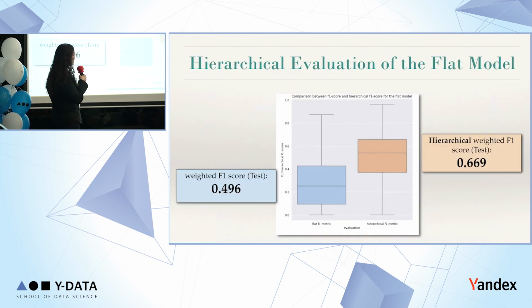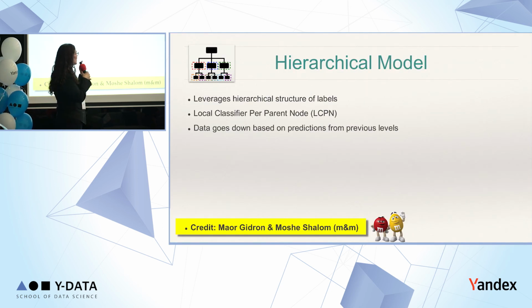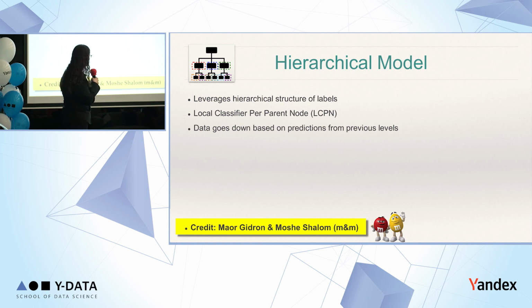So when we evaluated the flat model with the hierarchical metrics, we actually got a better score. So we got a 0.67, which is an improvement in comparison to our 0.5. So if our hierarchical metrics are good, why not try a hierarchical model, which should even leverage more the hierarchy in the labels.